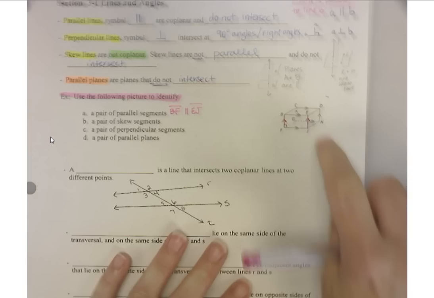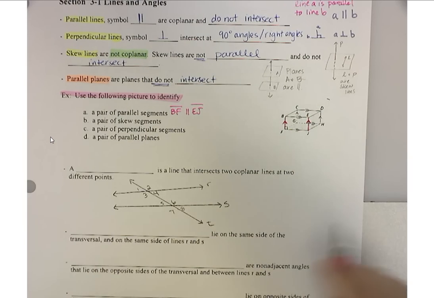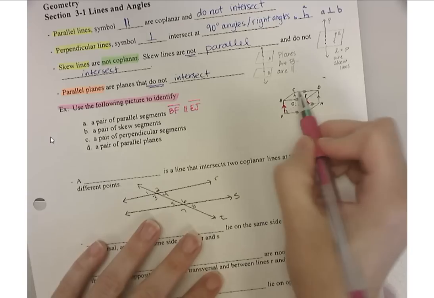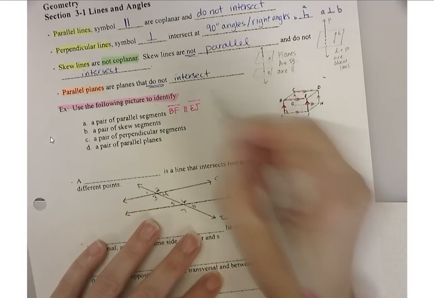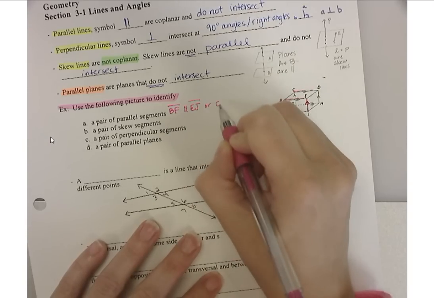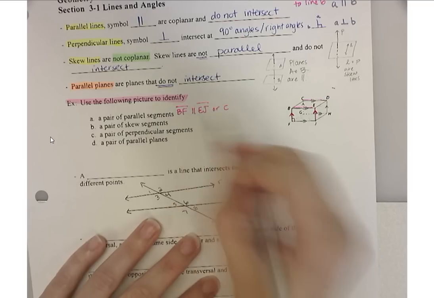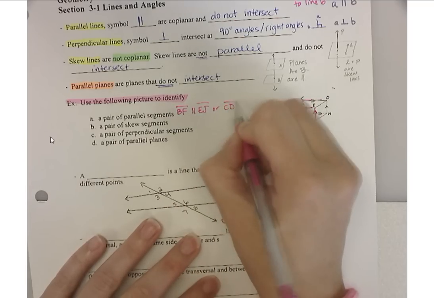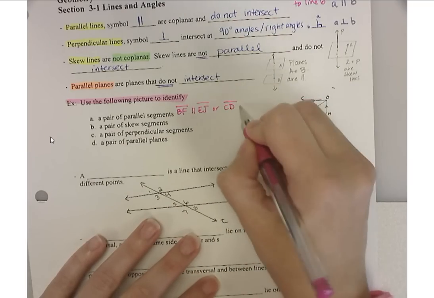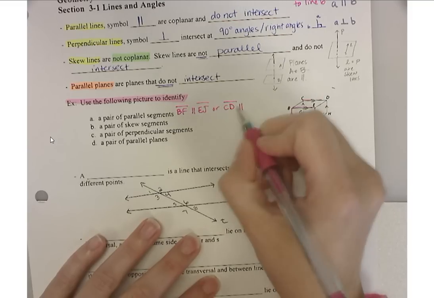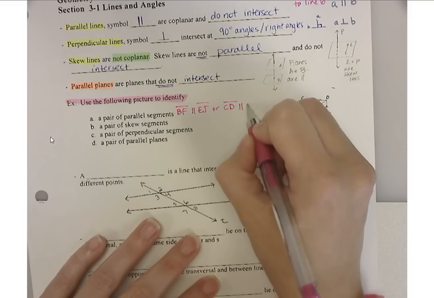Now, see how these have double lines? That means those two are parallel to each other. So you could do CD and BE. And it only says a pair, so this would be a pair, 1, 2. I'm just giving you more examples so that you know there are many examples in this picture. So maybe you can even think of some of your own.